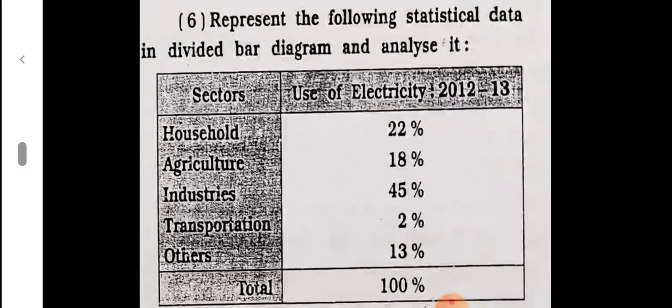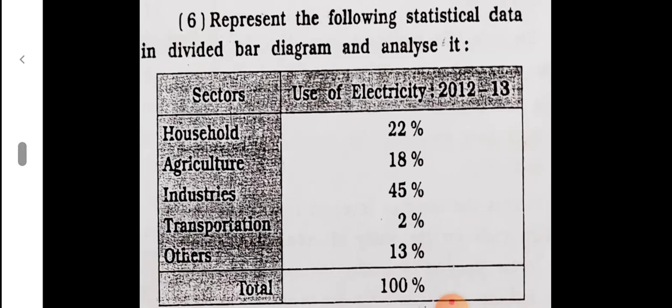Now we analyze the example of divided bar diagram. In the example, sectors and use of electricity, 2012-13, are given. Here we have data for only one year, 2012-13. We draw only one bar for it. If we have data for more than one year, various bars should be drawn.